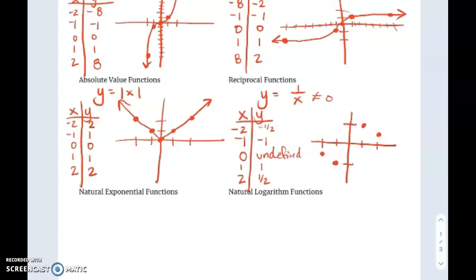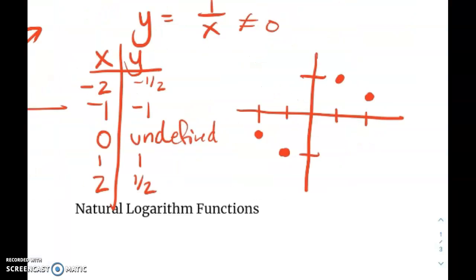Now those points don't really help you make a graph, but this is what the shape should look like. It is rounded because there are asymptotes there, and then it's rounded in quadrant 1 as well. So it rounds to the x-axis and it rounds to the y-axis.